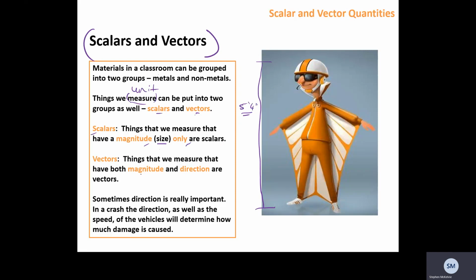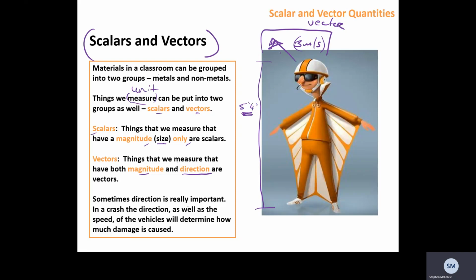Vectors are things that we measure that have magnitude, size, a number, and a direction. If Mr. Vector was flying through the air, the direction that he was going in would depend on how he was lifting off, which direction he was pointing, what forces are pushing him. And if we know that he was going 3 meters per second as he was going in that direction, then we could call the combination of these two things, the direction he's going in and the speed that he's going in, a vector, because it has a magnitude, a size, and a direction.